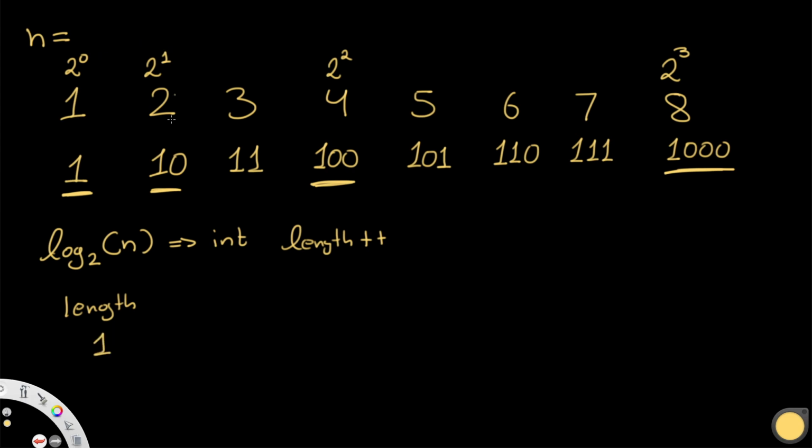Now that we go to 2, log base 2 gives us a value of 1, which is an integer. So now the length increases by 1, giving us a length of 2. Now, when we do log base 2 of 3, we're not going to get an integer. So in that case, the length is going to remain the same. But again, when we go to 4, we're going to increase the length by 1, and we're also going to increase the length by 1 when we get to 8. So this tells us what the length of the binary representation is going to be.